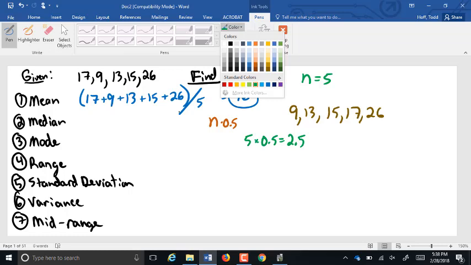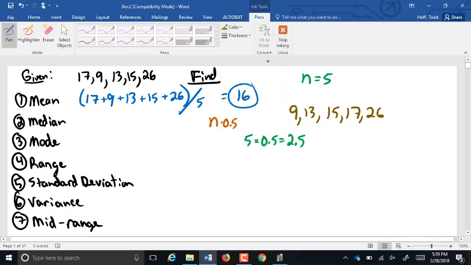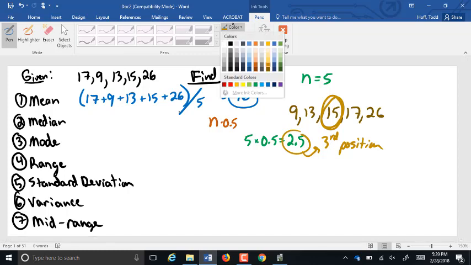Now remember, there were 2 cases. If it was a whole number, it was between that spot and the next spot. If it was a decimal, we rounded up. So 2.5 rounds up to 3. It is the number in the 3rd position, which is 15, is our median.